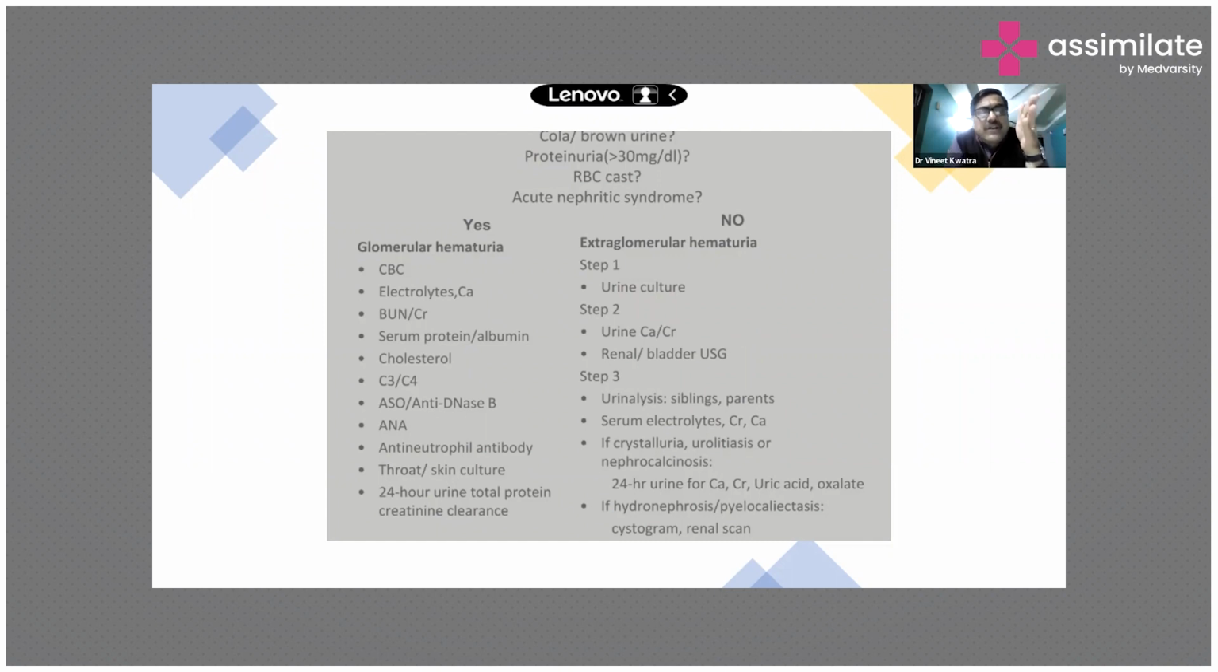So these are the blood investigations you should go for, which are important. For a non-glomerular cause, extraglomerular hematuria, get a urine culture done with a urine routine, obviously. Then a urine calcium and creatinine ratio, renal and bladder ultrasounds, urine analysis, serum electrolytes, and if there's hydronephrosis or any other congenital anomaly, go for a cystourethrogram or a renal scan.